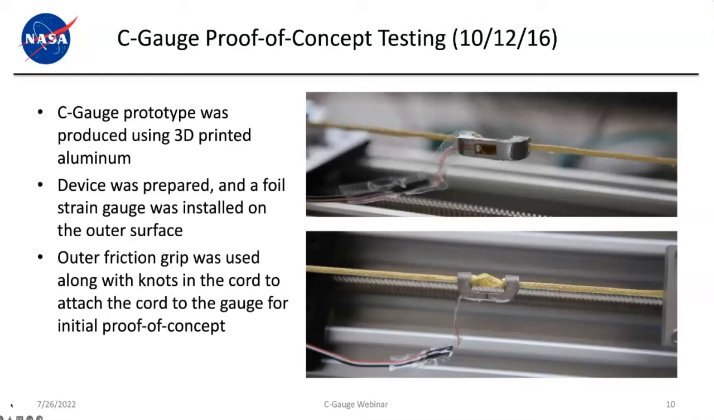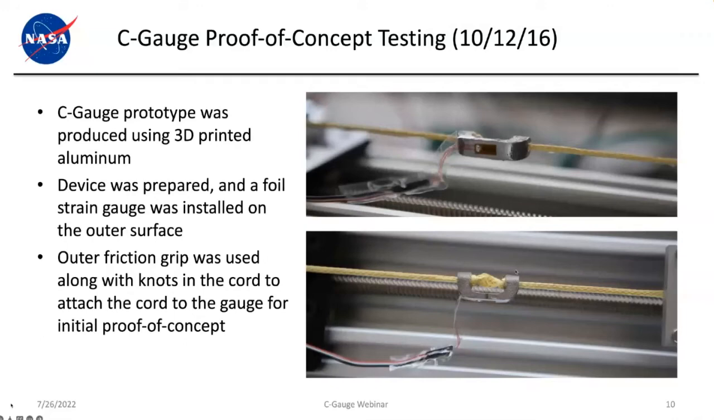So we got the device, we prepared it, we installed the foil strain gauge on it. We used an outer friction grip, so that conical insert, but we also just tied knots in the cord just for this prototype testing, just to ensure that we didn't have any slippage or anything. Obviously, you can't just go tie a knot in an installed parachute line, but there's other things you can do that are less elegant that might work, like zip tie type things to clamp down on the cord to interface with the interface of the C gauge there.